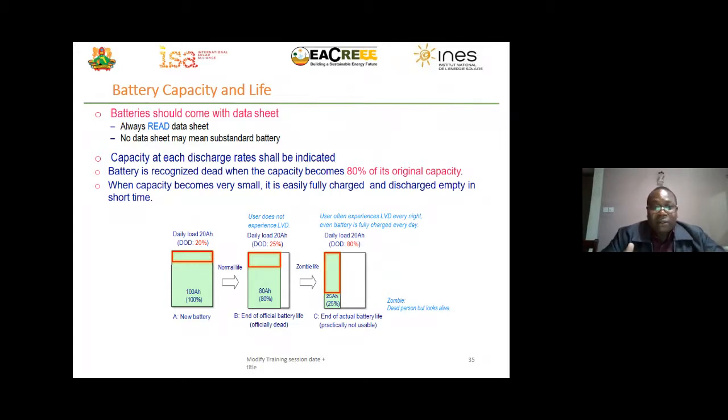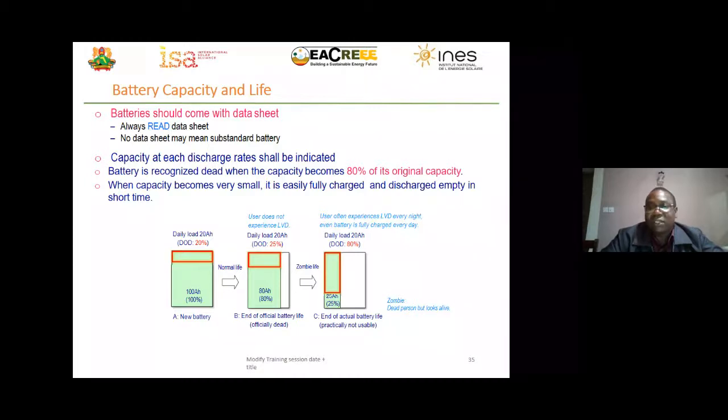So usually the data sheet also gives the rating and discharge rates, so they can be easily read. And it's also important to know that battery capacity matters for the life of the battery. If capacity falls with time below 80% of its original capacity, then it means the battery is dead. You are able to use it, but it will not give you the service that you will need.